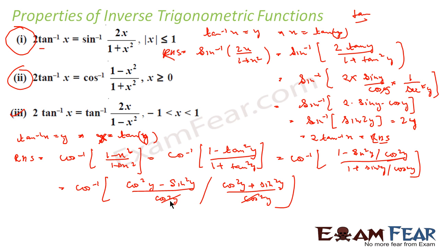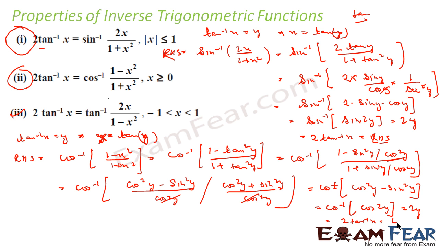The cos square y gets cancelled. Cos square plus sine square is equal to 1. So this becomes nothing but cos inverse of cos square y minus sine square y. We know cos square y minus sine square y is nothing but cos 2y. So this is cos inverse of cos 2y, and this becomes 2y. And y is tan inverse x, so this becomes 2 tan inverse x, and that is my LHS.